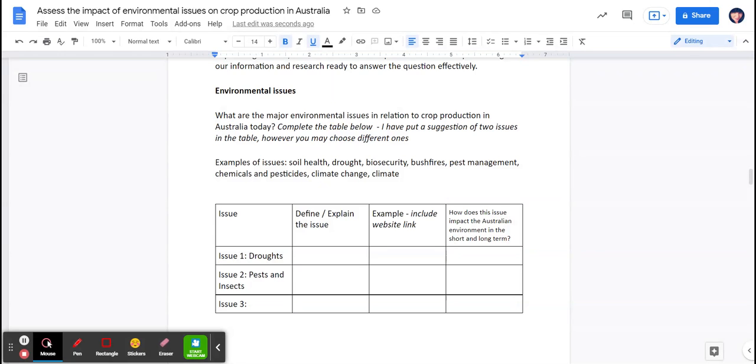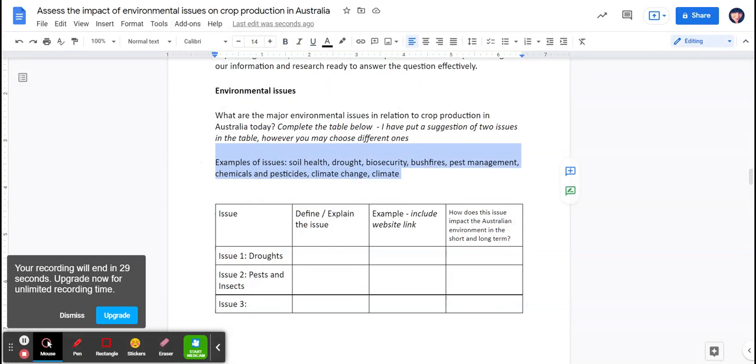And I've put some examples here for you to choose, although you can choose anything you like as long as it's an environmental issue. These issues could be soil health, drought, biosecurity, bushfires, pest management, chemicals and pesticides, climate change, or anything else that you can think of.